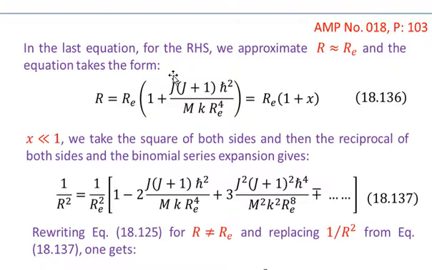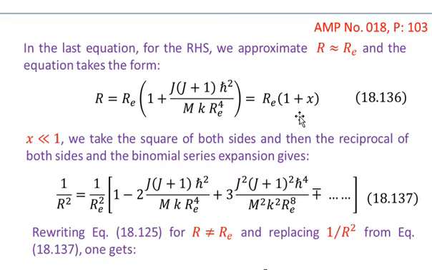In the last equation, for the right hand side, we approximate R is equal to Re, and the equation takes the following form. So you see that in the previous equation, if we assume that R is very close to Re, then you can replace R by Re, and then you will get this relationship, that is R is equal to Re, and within the parentheses you have 1 plus j into j plus 1 h bar square divided by m k Re square Re4.